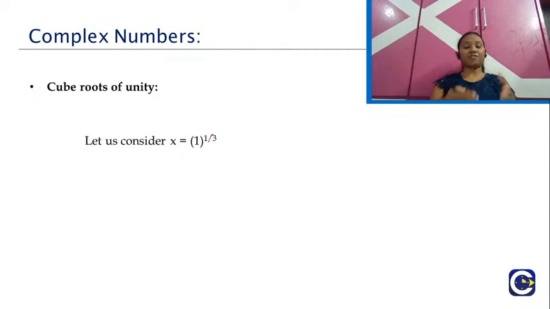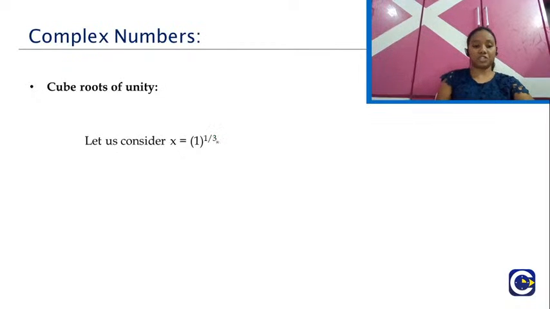So whenever we have some variable equal to 1 power 1 by 3, if we cube it on both sides, then what will happen? It will become x cube is equal to 1, which means that particular equation will have how many roots here? 3 roots. That means whatever we have in the power's denominator, that number of roots we are going to have for that particular equation or expression, right?